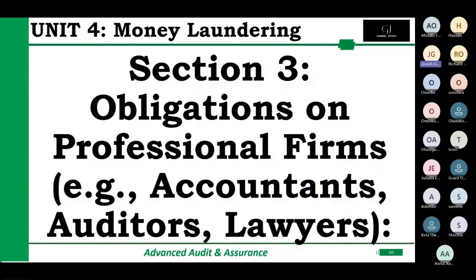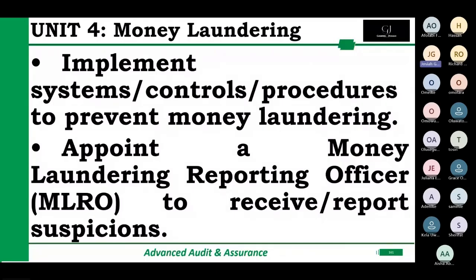So let's look at obligations on professional firms, accountants like you and me, auditors like you and me, lawyers, to fight money laundering. So for professional firms, they are to implement systems, controls, procedures to prevent money laundering. These are obligations of professional firms, especially that of chartered accountants. And ICAN is very particular about this because any licensed ICAN firm has to ensure this.